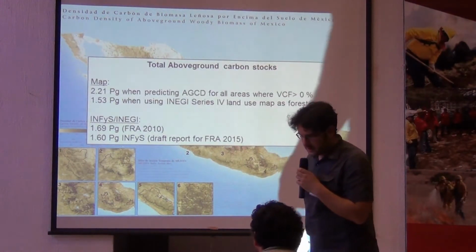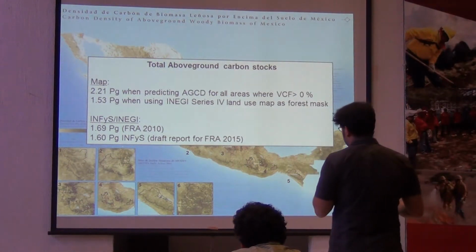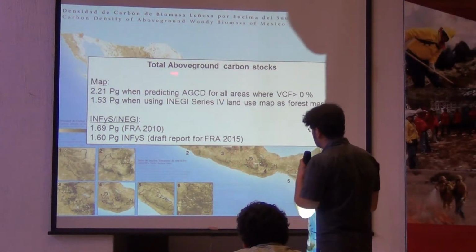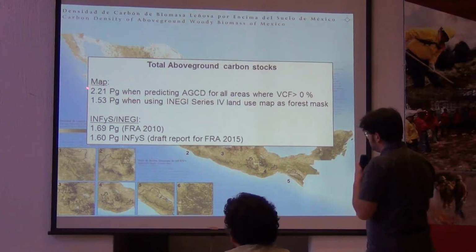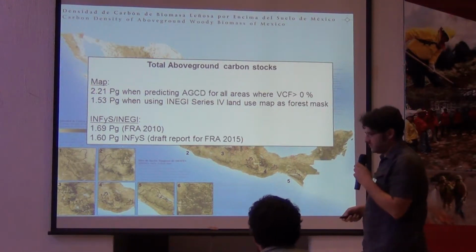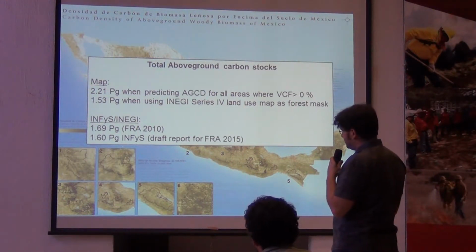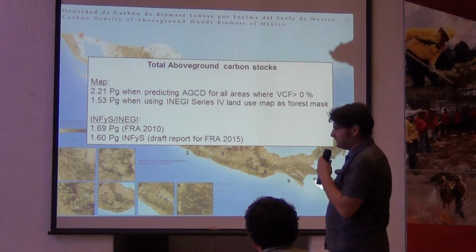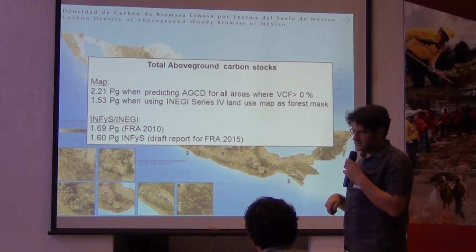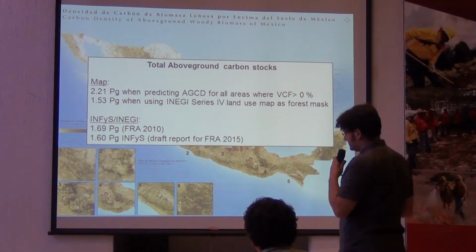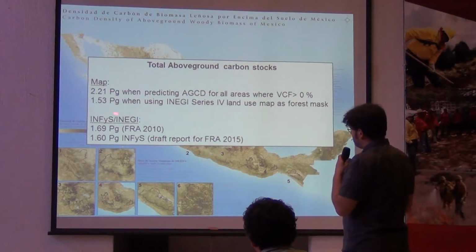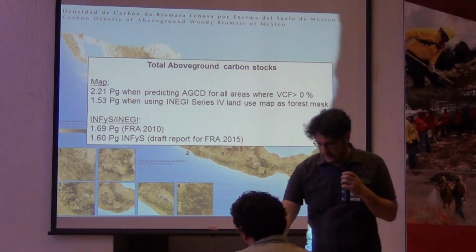Okay. So we estimated the total biomass we get from the map, and initially we had an estimate of 2.2 petagram, which is significantly higher than what Conifer estimates based on INFIS and INEGI datasets for stratification. The thing is, in the map, you can just click back.